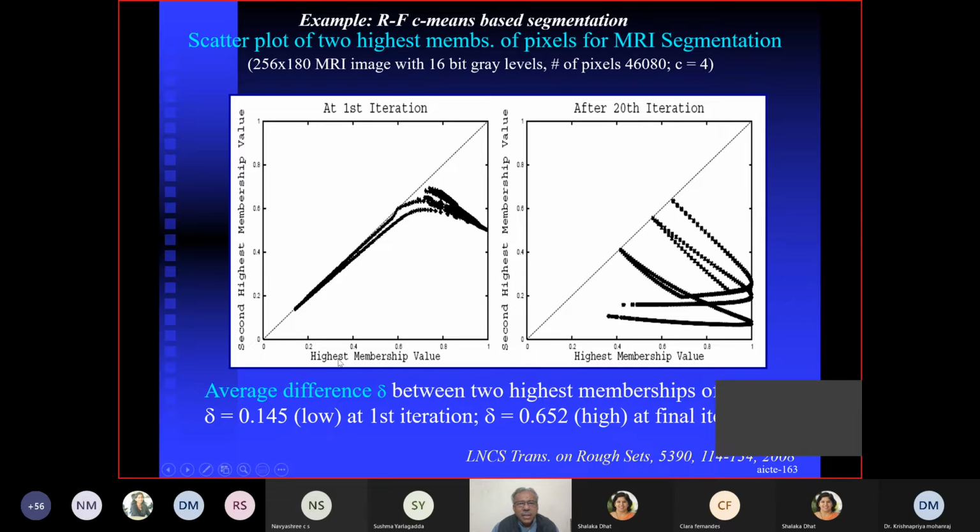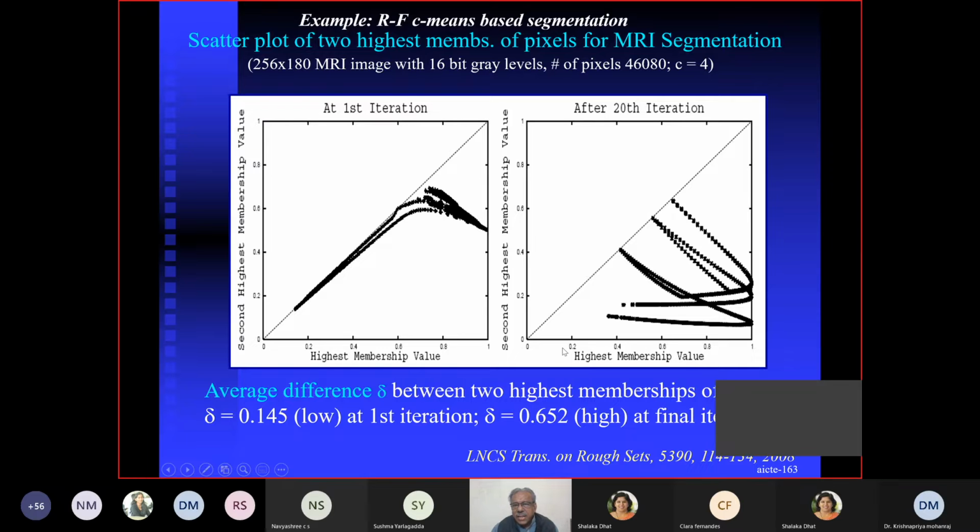Now look at the highest membership and second highest membership. At the first iteration, when you find this, you see that these two values are very close. That's why if you plot it along the x-axis, at a 45-degree angle, x equal to y, you see that the values are here. And after iteration, with number of pixels 460, c equal to 4, delta is 0.45 at the first iteration and 6.5 at the final iteration.